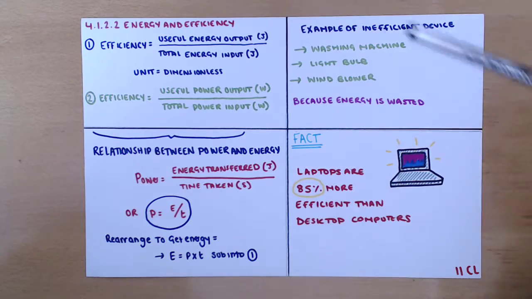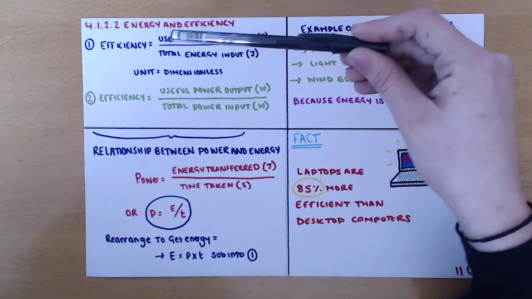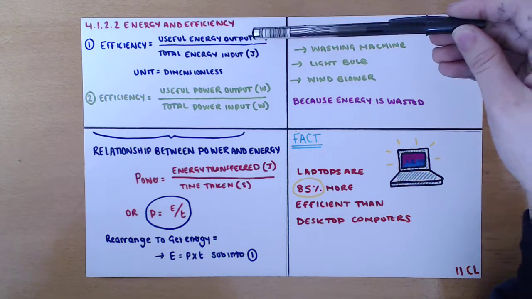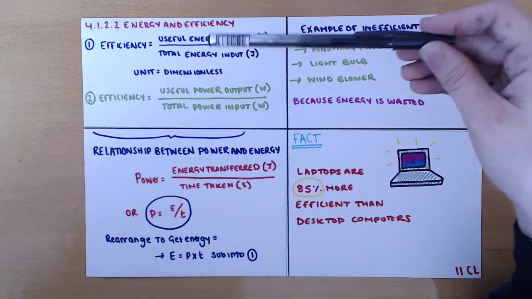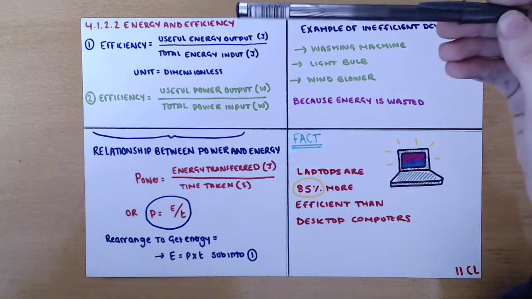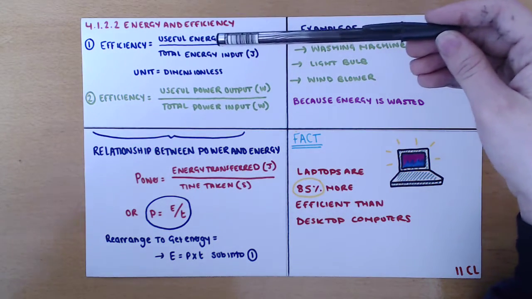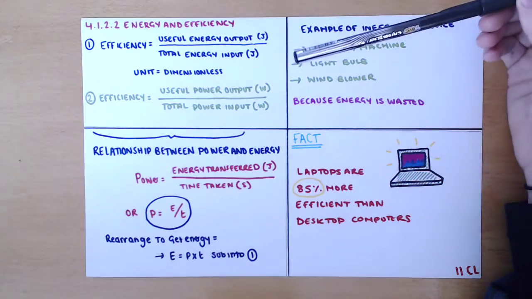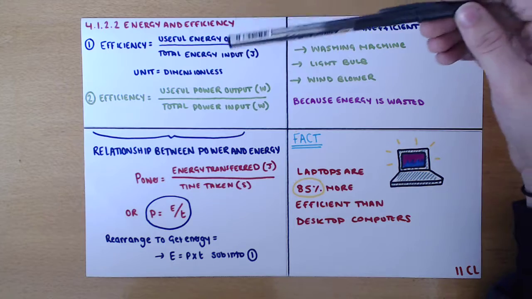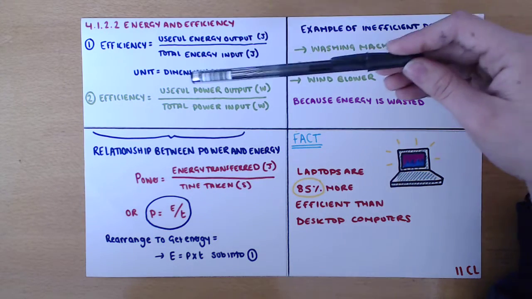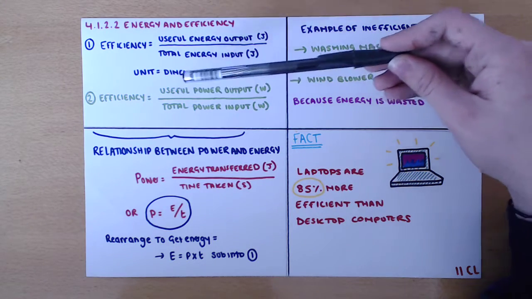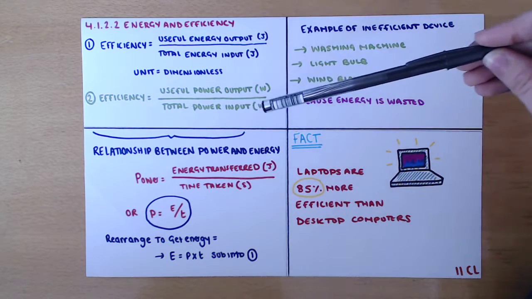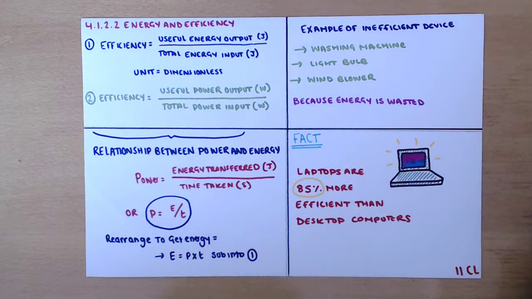If you sub this into equation 1, you get useful power output times time divided by total power input times time. Noting that the time it takes for the energy transfer is the same, you can cancel the t's and you're just left with this equation here: useful power output in watts divided by total power input in watts.